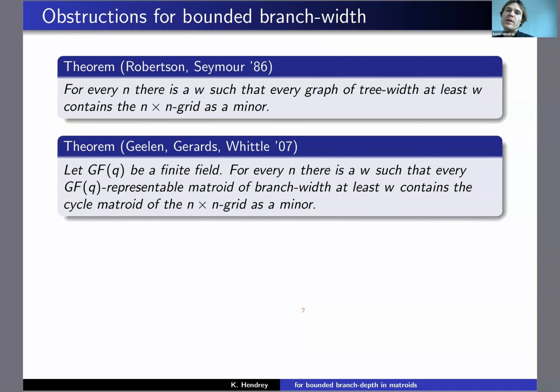So remember I mentioned representable matroids, which were given by sets of vectors in some vector space. If you take matroids representable over a finite field, then it's also true that if the matroid has high branch width, then it still must contain a cycle matroid of the n by n grid as a minor. So it's a generalization of the grid minor theorem for graphs of large tree width.